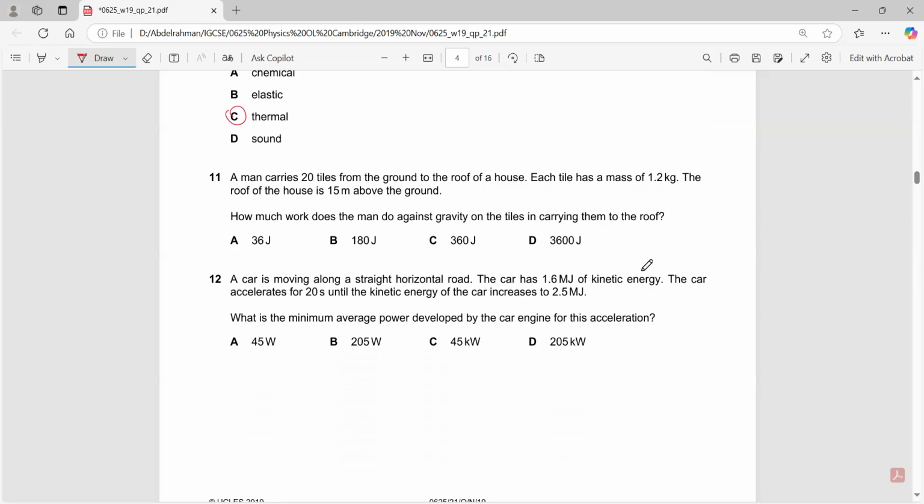A man carries 20 tiles from the ground to the roof of the house. Each tile has a mass of 1.2 kilograms. The roof of the house is 15 meters above the ground. How much work is being done? You can just use the gravitational potential energy. Gravitational potential energy would be equal to mgh. So basically 1.2 times 9.8 times the height 15, and then you need to multiply this by 20. Why? Because he has 20 tiles. So the total energy would be 3,600 joules.